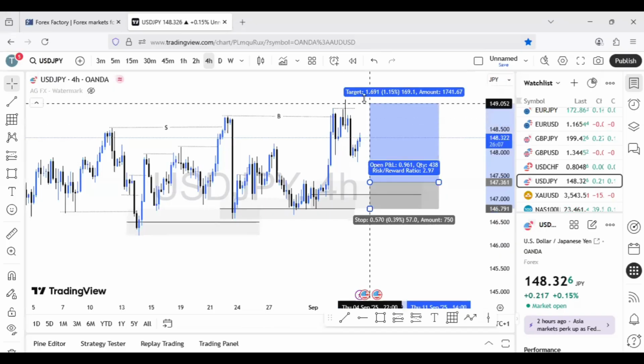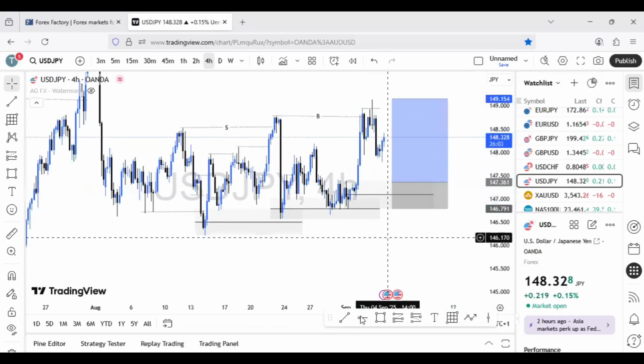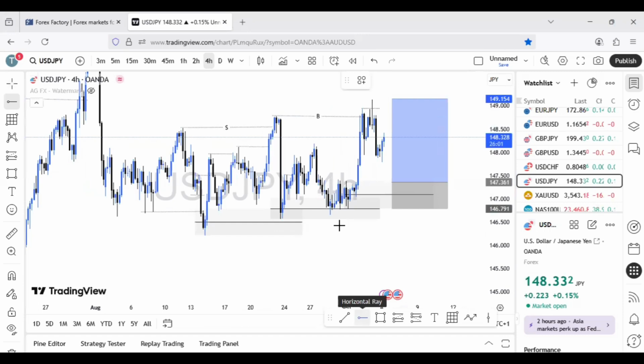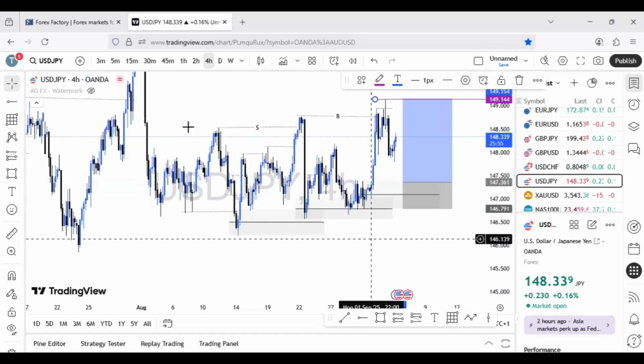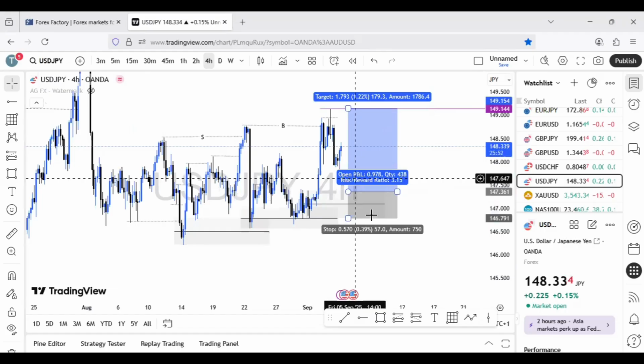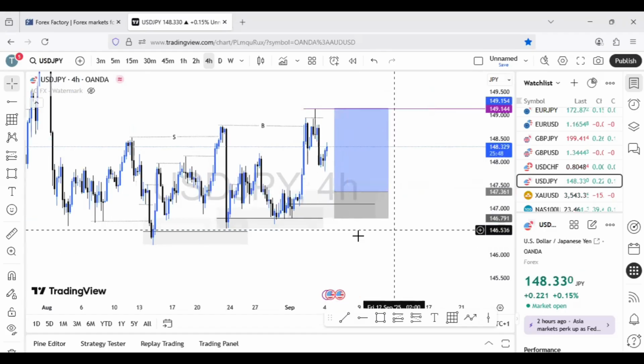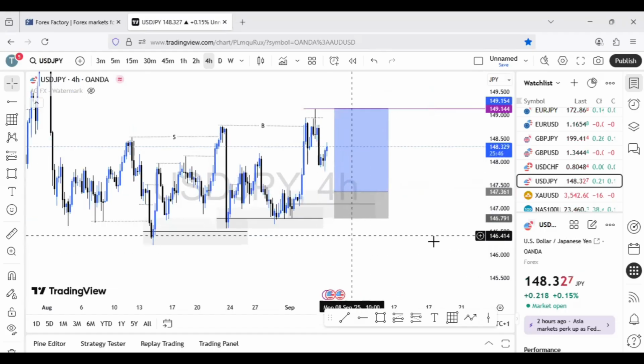And this will be my target. This is the only thing that looks okay on this pair, because there's a shift, there's a break. I'm probably coming back towards this area. But let's see how that goes.